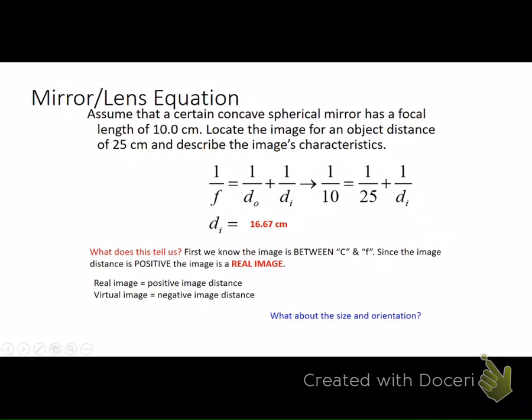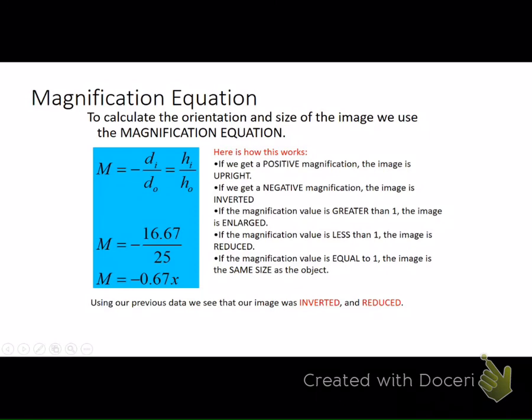So let's dissect this number here. We got a positive number coming out. And since the image distance is positive, we know this is a real image. It's on the same side. Its position is on the same side of the mirror as the object. What about the size and orientation?